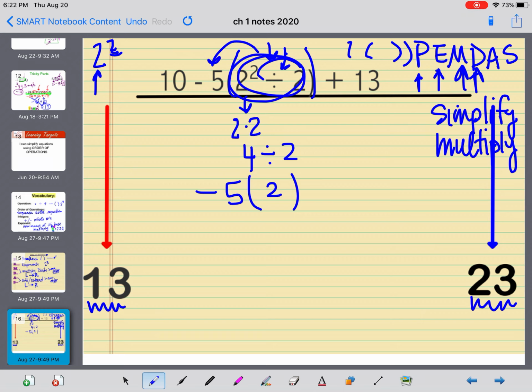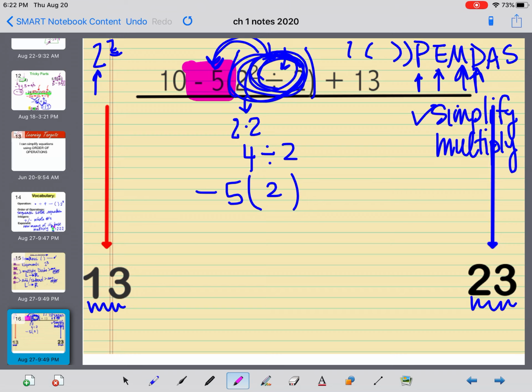And I always have to check for both. So once I've simplified what's inside the parentheses, then I have to check and see if there's anything out in front that I should be multiplying by. And in this case, what's out front? A -5. And if that's just a sign, like just a plain negative, then that's all I'm working with.